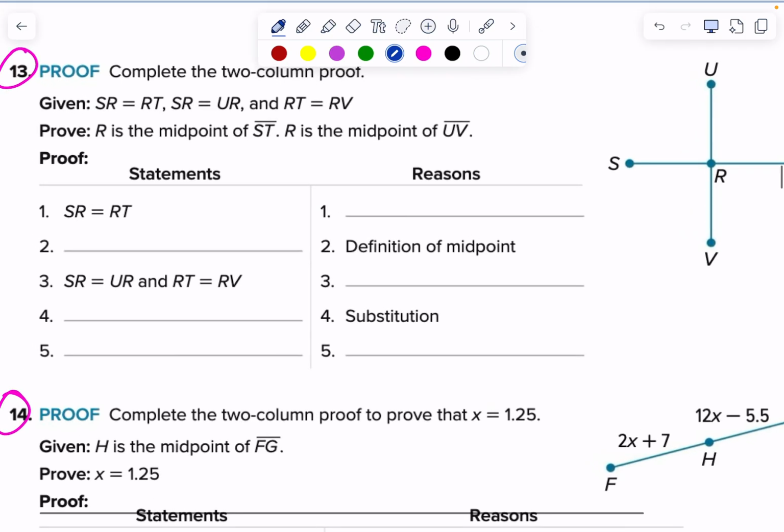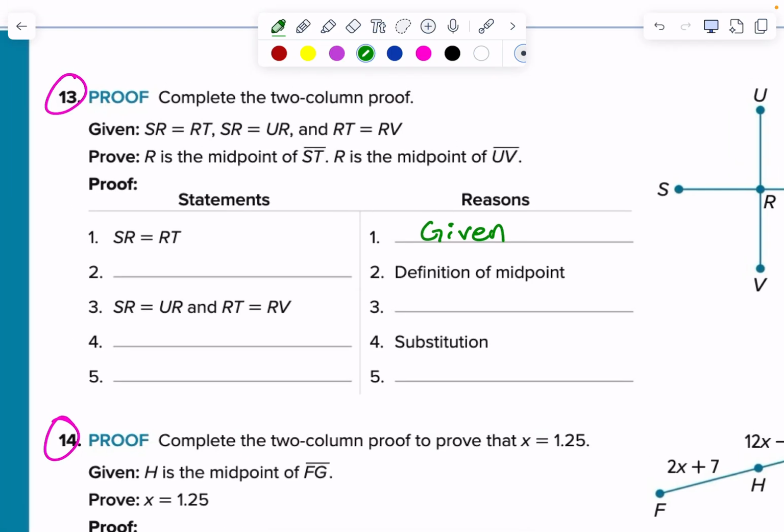So this first one. Given, substitution. All right, we got a given. We're going over the questions right now. Just take a look real quick. How many pieces of given do we have? 1, 2, 3. We have 3 pieces of given. They only write the first one down here. The rest of the given is going to show up somewhere else, right? So let's check out what they're giving to us.